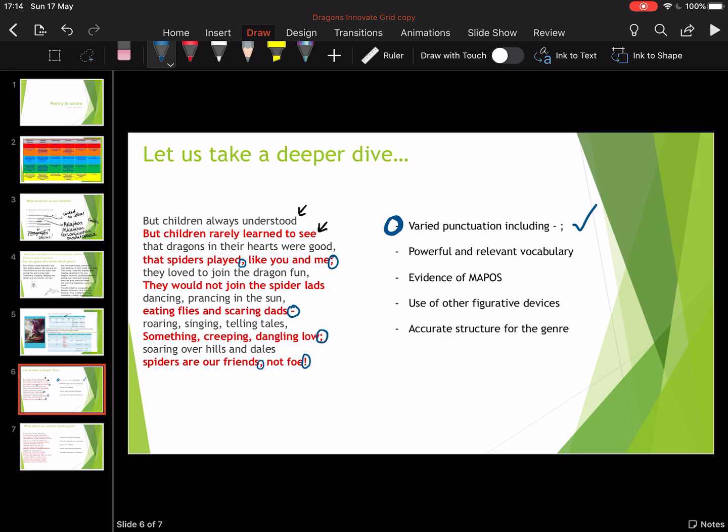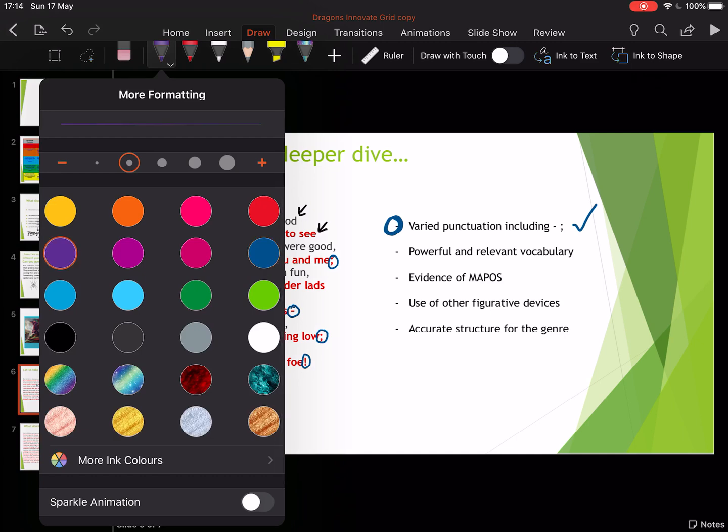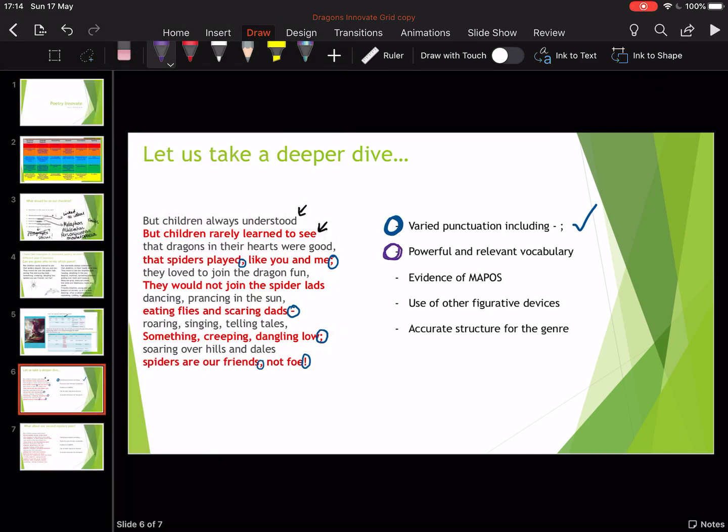The next one we'll look at then, we'll change our pen to purple and we'll look if they have powerful and relevant vocabulary. So first I need to check what animal they were writing their innovated verse about, so I know if it's relevant. So they chose spiders. Lovely. So now I need to make sure that all the vocab they've used is relevant to spiders.